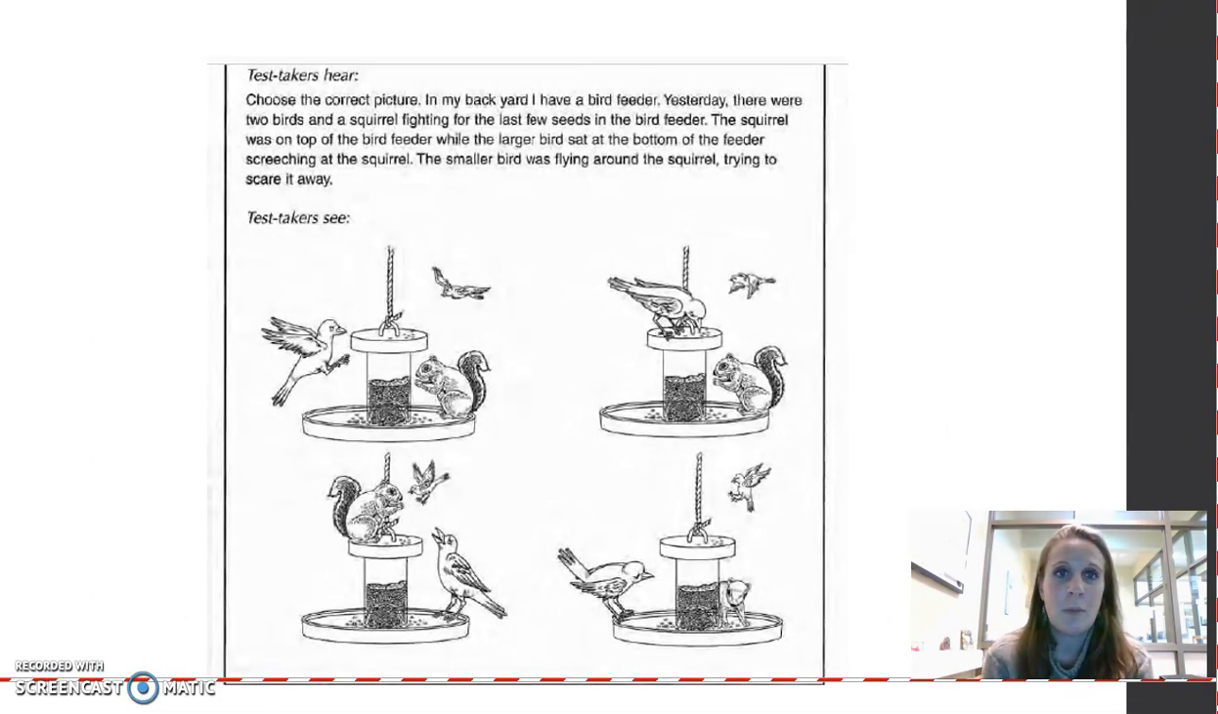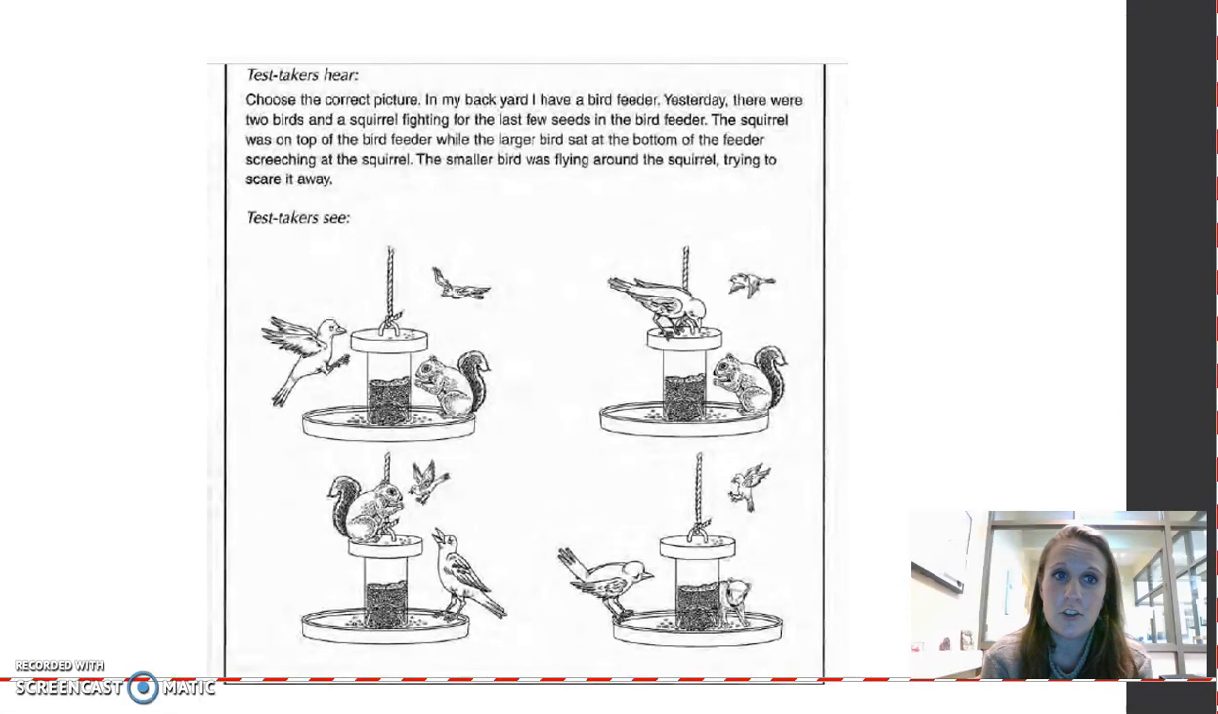Choose the correct picture. In my backyard, I have a bird feeder. Yesterday there were 2 birds and a squirrel fighting for the last few seeds in the bird feeder. The squirrel was on top of the bird feeder while the larger bird sat at the bottom of the feeder, screeching at the squirrel. The smaller bird was flying around the squirrel trying to scare it away.